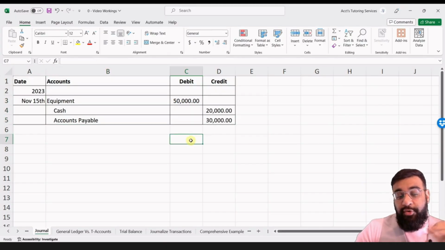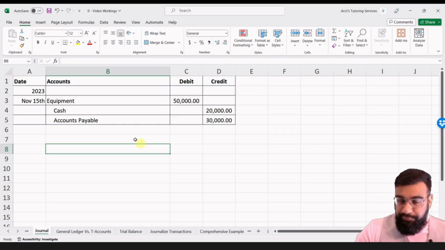So once again, for account numbers, assets are in the tens, hundreds, thousands. Liabilities are in the 20s, 200s, 2,000s. Equities are in the 30s, 300s, 3,000s. Revenues are in the 40s, 400s, 4,000s. And expenses are in the 50s, 500s, 5,000s. But I'm going to skip the PR column for now.